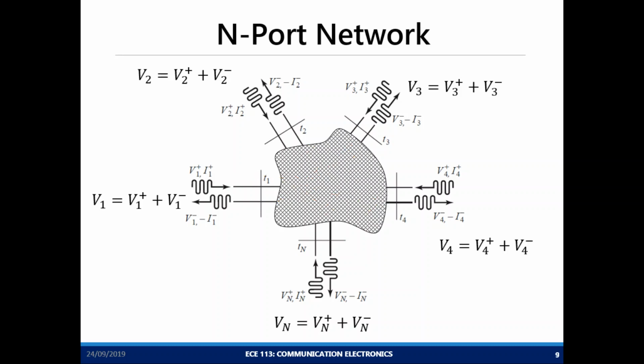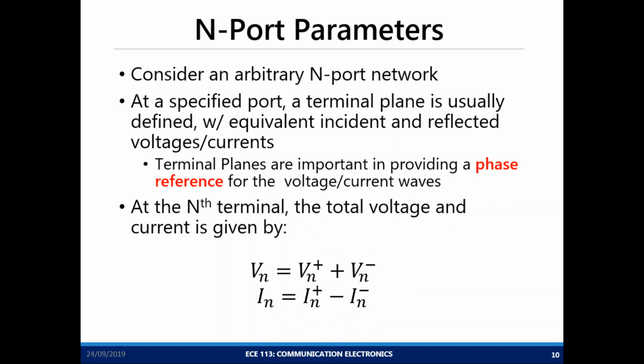So if you have an excitation from one port, it could be scattered around to different exits of your network, something like this, and it could be reflected around like this. So the parameters that we are going to track in our n-port networks are the voltage, which is the sum of the voltage going in and the voltage going out, and the current, which is the difference between the current going in minus the current going out.